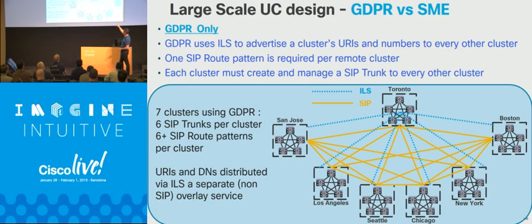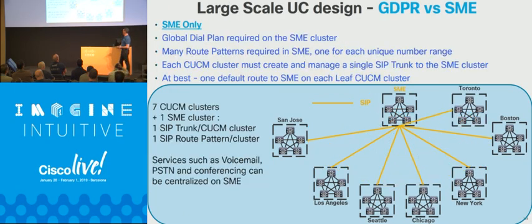I've got Toronto as my hub here, and these are the spokes. But what you get here is that each of these clusters has to have six trunks configured on them. So it's overhead in terms of configuring the trunks. If I'm just using SME only, you've got one trunk outbound, but actually, let me go back here.